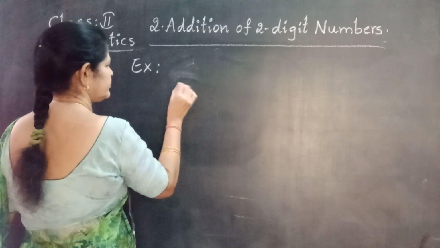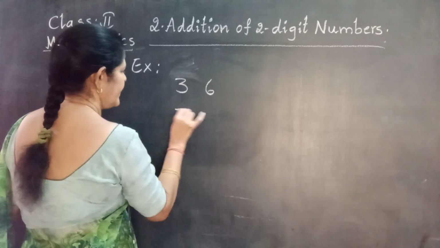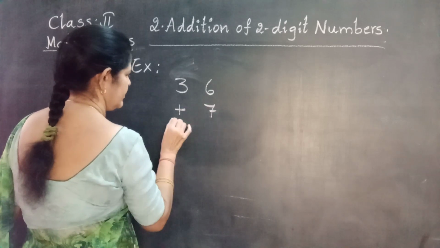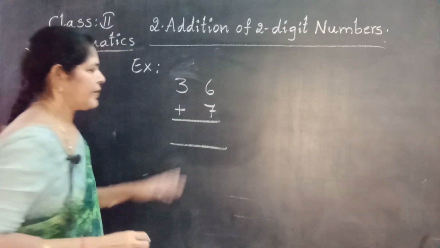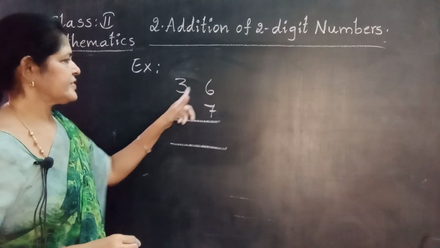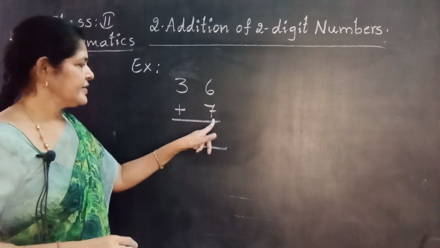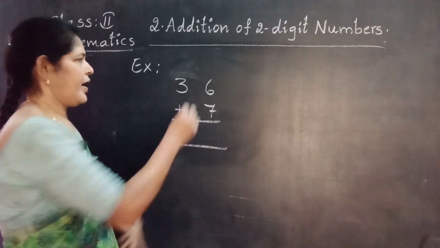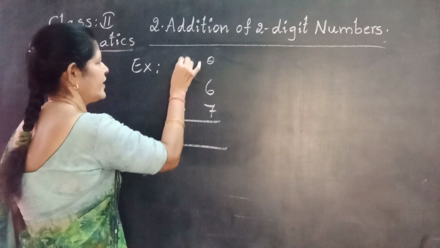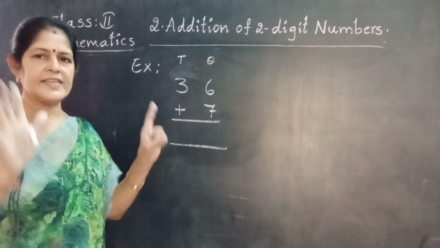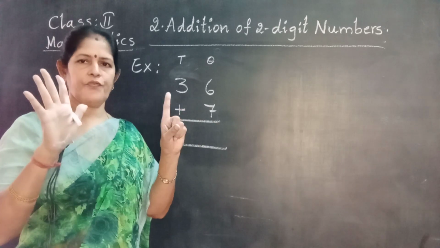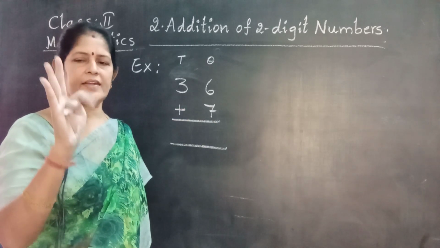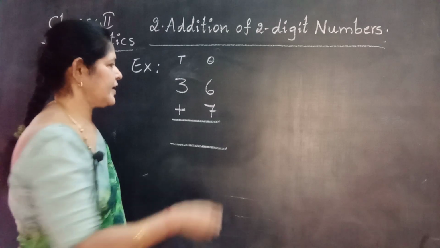36 plus 7. Again, the first number is a 2-digit number. The second number is a 1-digit number. Adding ones, then go to tens. Take 6 fingers. 7 after 8, 9, 10, 11, 12, 13.